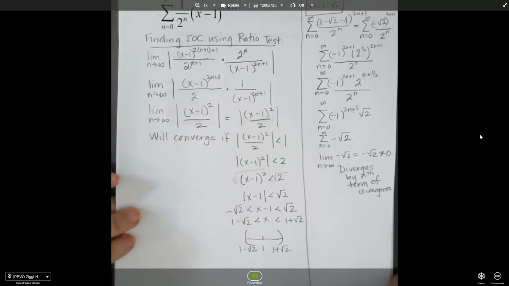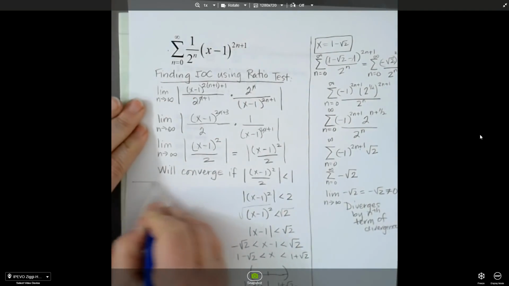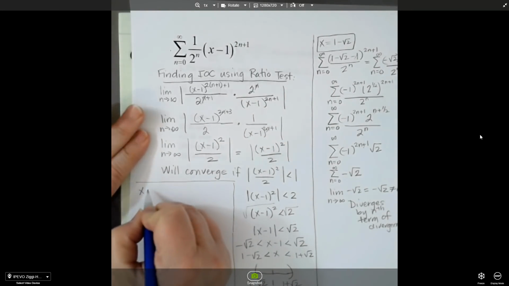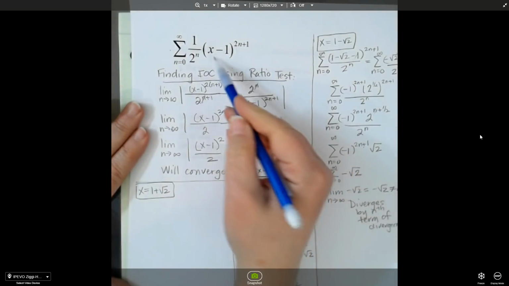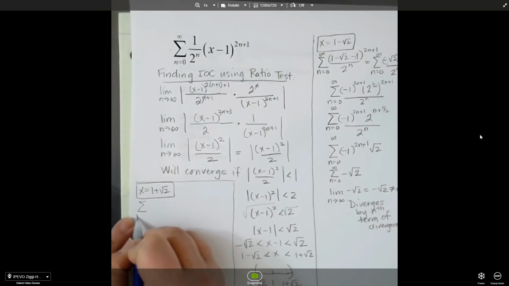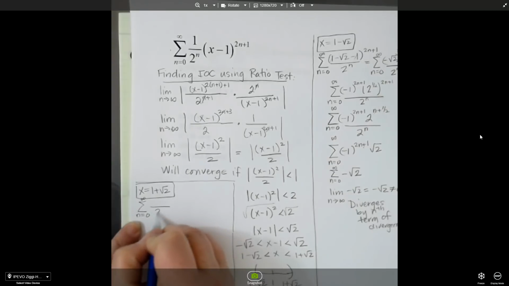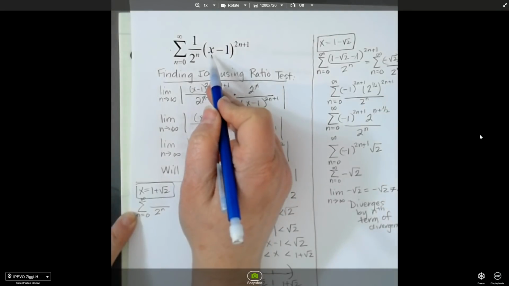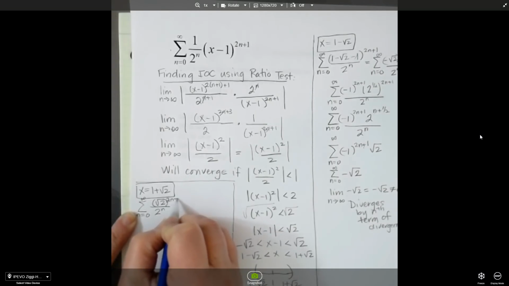Okay. Now I'm running out of space, so I'm going to do the other endpoint over here. Space is a premium here. So x equals 1 plus root 2. So hopefully this one will be a little bit easier. What happens when we plug this into the sum here? It goes from 0 to infinity, and then we're going to have 2n on the bottom, and then we're going to have 1 plus the square root of 2 minus 1, which is going to give me the square root of 2 to the 2n plus 1.